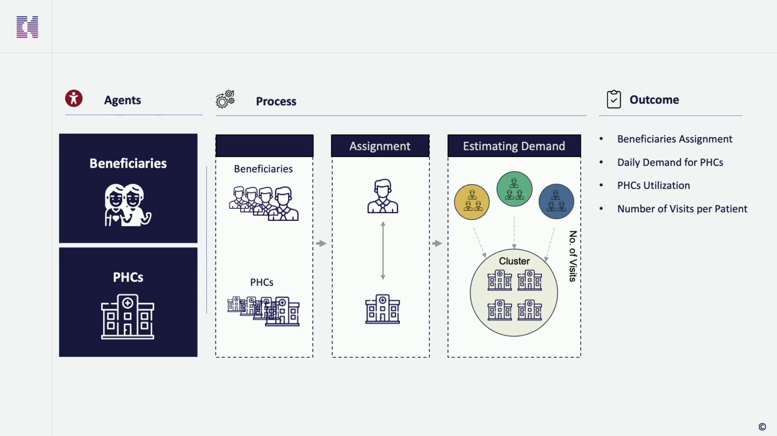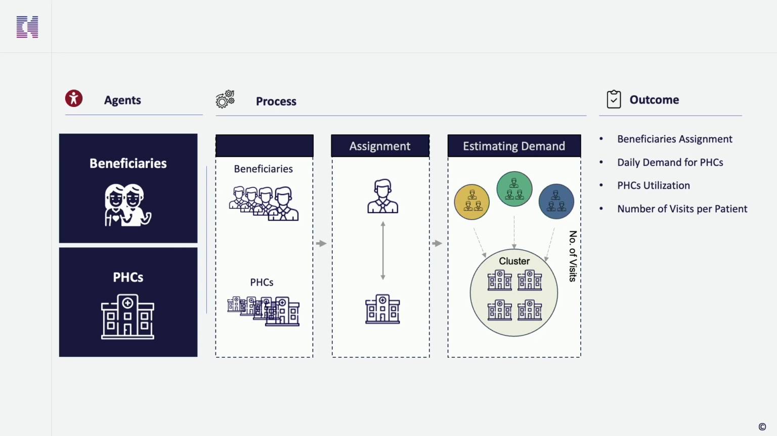And with that, we will get four main outcomes. The beneficiary assignments, which you can extract from the model and share with the Ministry of Health, so they can communicate with the beneficiaries that this is the assigned primary health care for you. The second is the daily demand for PHCs and PHC utilization, which can be shared with the primary health care centers themselves, so they can do better planning with the capacity, and number of visits per patient.